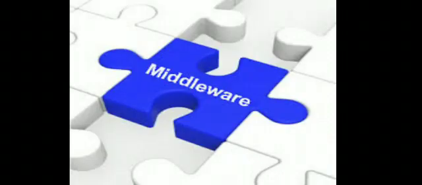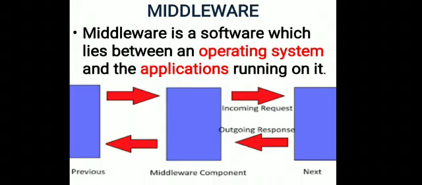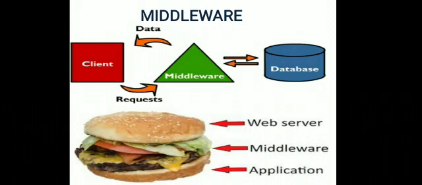Okay, next we see the third type of system software, which is middleware. So what is middleware? Middleware is software that lies between an operating system and the application that is running on it. That is why it is called middleware. Data and databases can be easily passed between them. Using middleware allows the user to perform a request, submit a form on a web browser, and the request is sent through the database, and from the middleware it is sent again to the client.